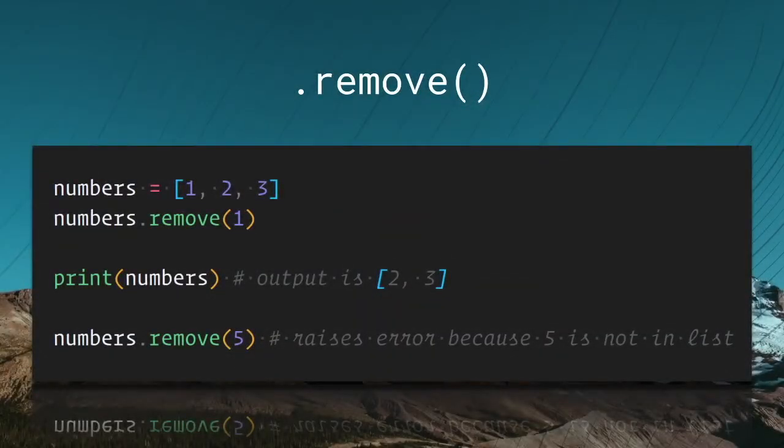Remove removes an item that is in the list. Numbers again, 1, 2, 3. If we remove 1, then you can see that our numbers variable is now just a list of 2 and 3. If we try to remove 5, it would raise an error because 5 is not in the list of 2 and 3.